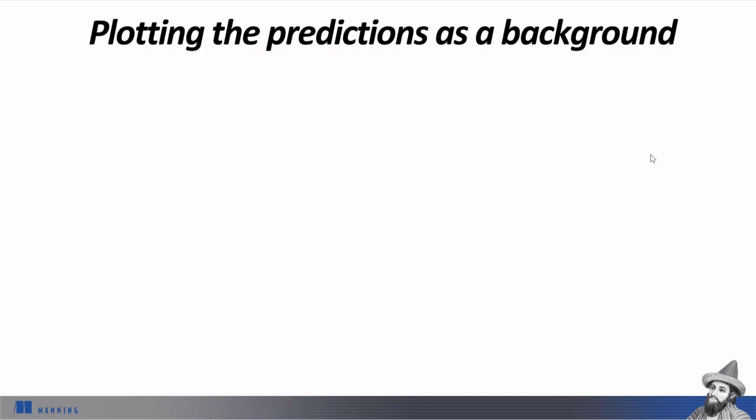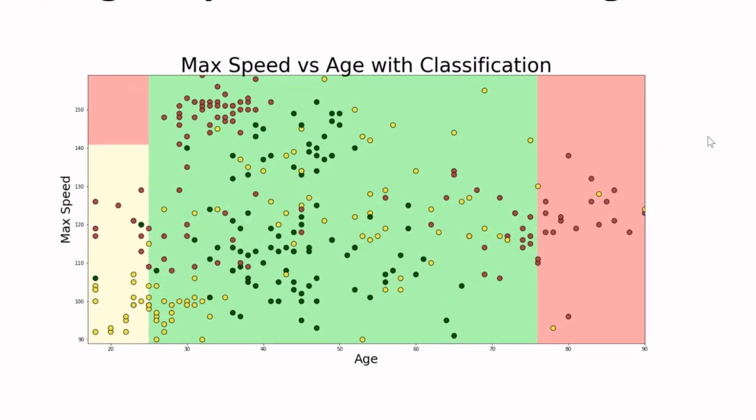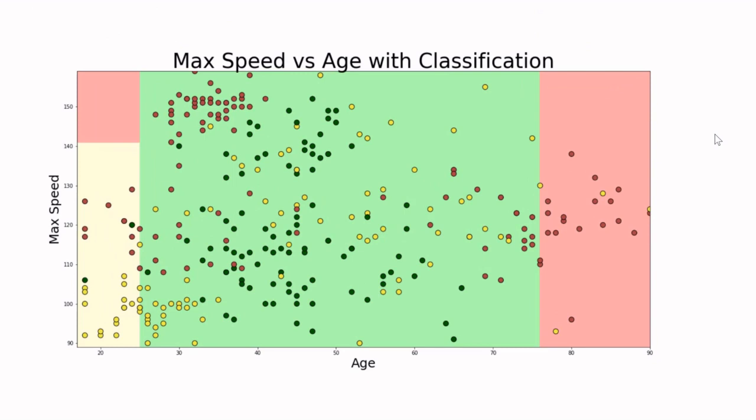What we can do now is plot the predictions that will come out of these rules as a background to our samples. And as you can see, these are exactly the same samples as before, same dimensions, age, max speed, but this time the background also encodes the prediction for each of these data points. That means if I look up here, then the prediction would be green. So even for unknown data, the prediction would be green.